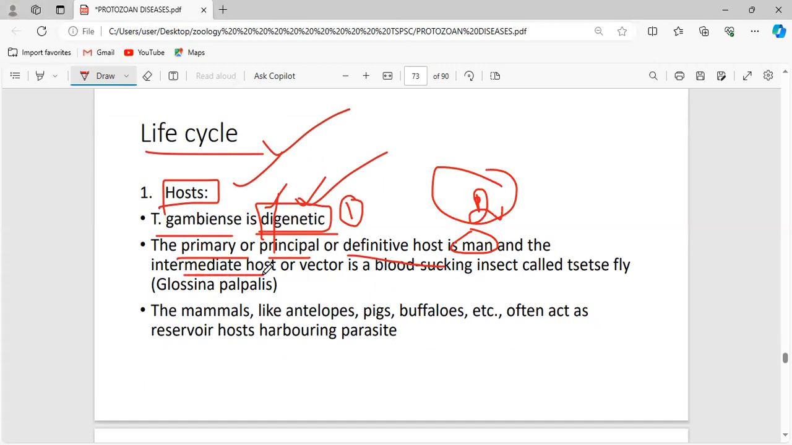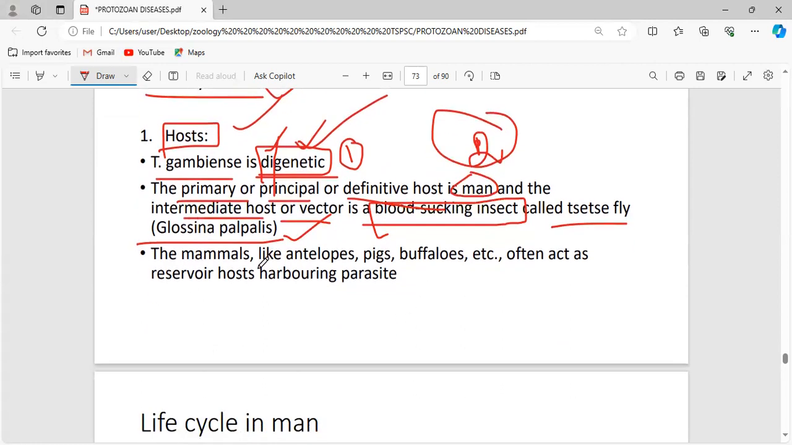And the intermediate host, or the vector, is a blood-sucking insect called the tsetse fly, and the scientific name of the tsetse fly is Glossina palpalis. Okay, and you know what the intermediate host is, and what is the reservoir host? And what is the reservoir?